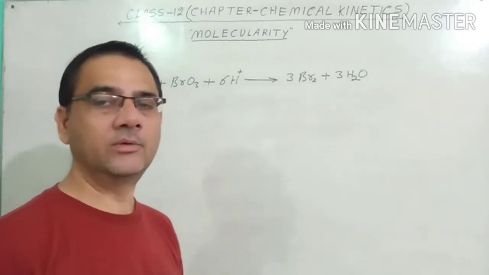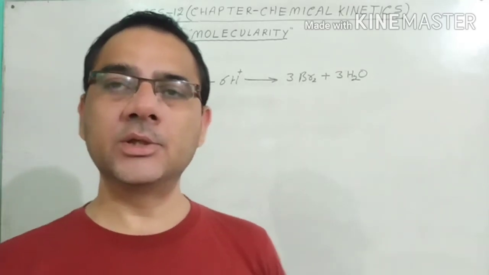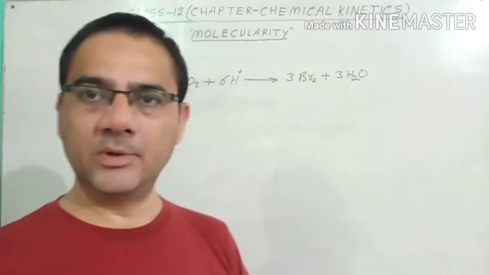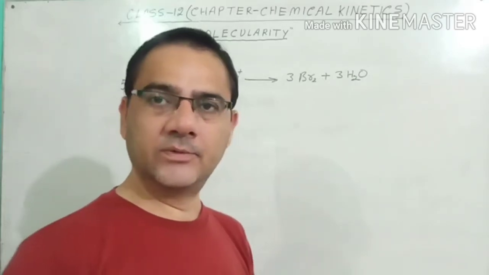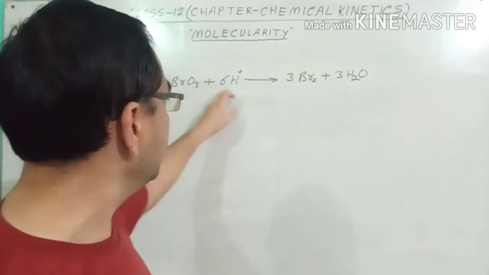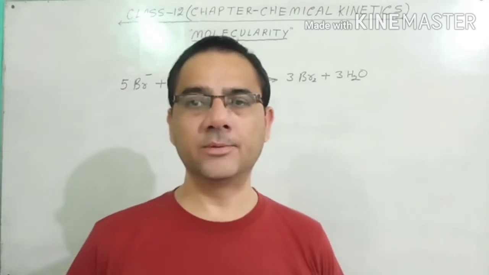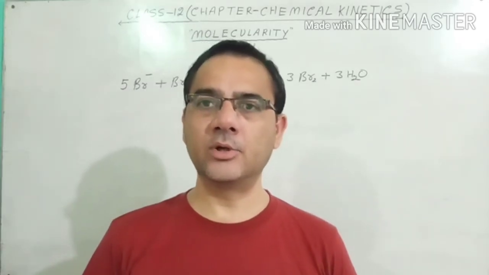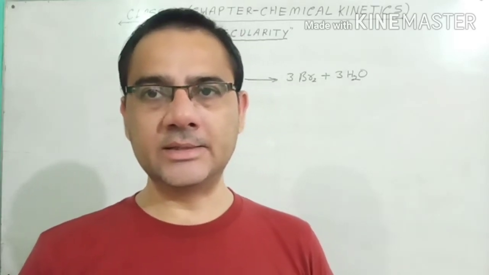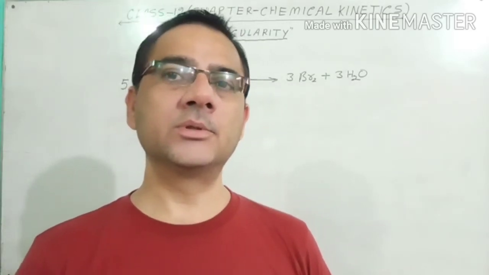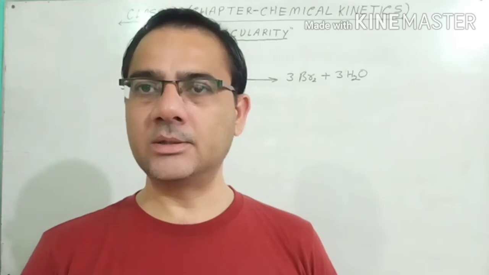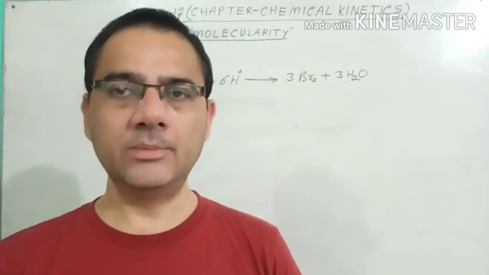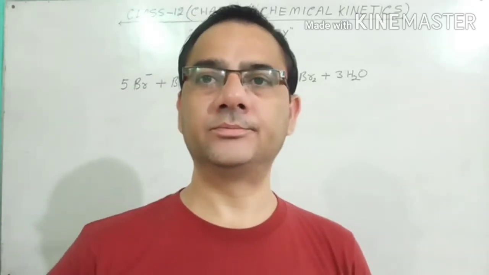But it is not 12, because this is also a complex reaction, and in this reaction it is not possible that all these reacting species react together. And that is why this complex reaction as a whole does not have any molecularity. Since it occurs in steps, the steps may have a molecularity, but this reaction as a whole does not have any molecularity. Thank you.